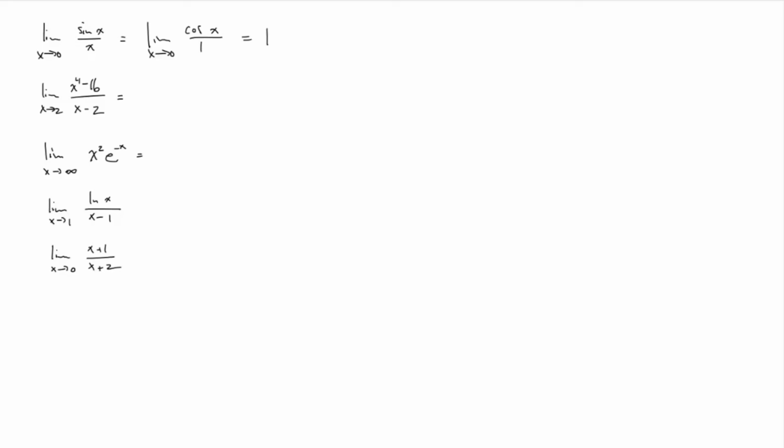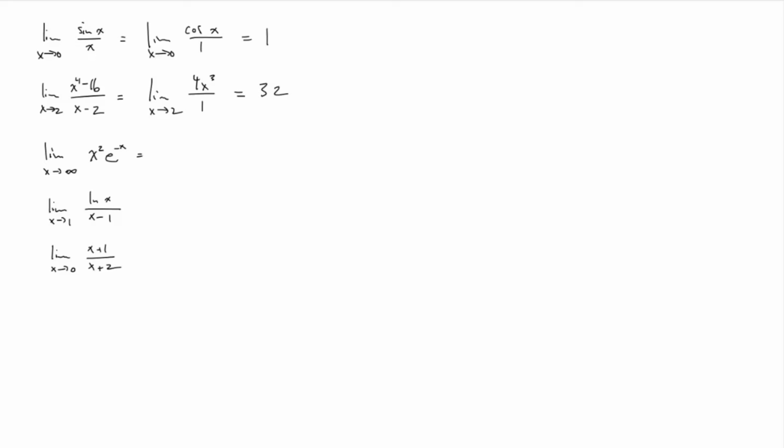For the second one, plugging in x equals 2, we have something of the form 0 over 0, so we can use L'Hopital's rule, which gives us the limit as x approaches 2 of the derivative of the numerator, 4x cubed, divided by the derivative of the denominator, which is 1. And that's a nice easy limit. You simply plug in x equals 2, and you get 4 times 8, which is 32.